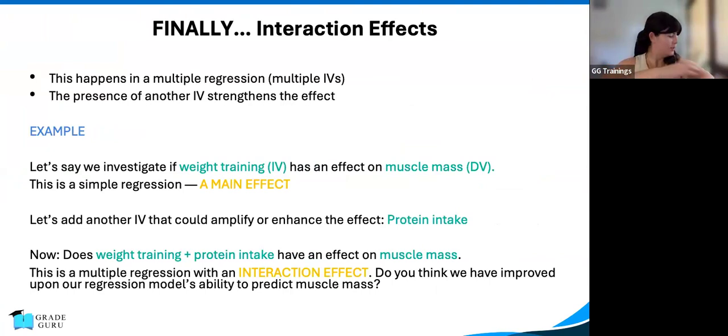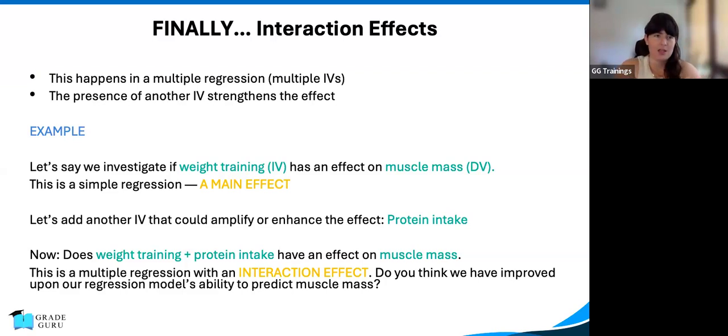Okay, so what happens with an interaction is that the presence of another independent variable either strengthens the effect, or you can have an independent variable that does not have an effect on the DV, but when you include another independent variable, then suddenly it becomes effective. So basically it's when the presence of the multiple independent variables enhances the effect.